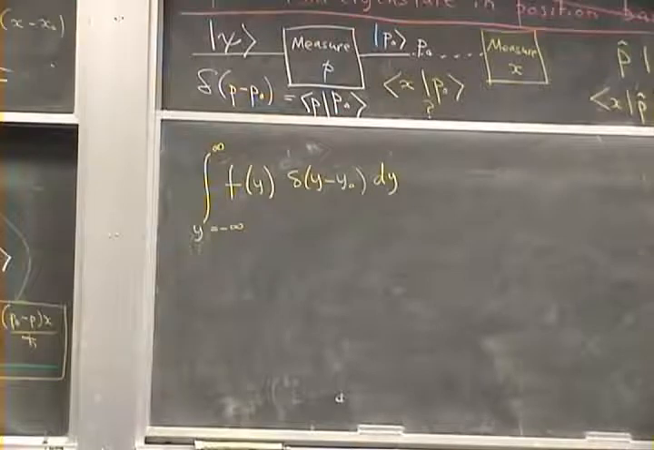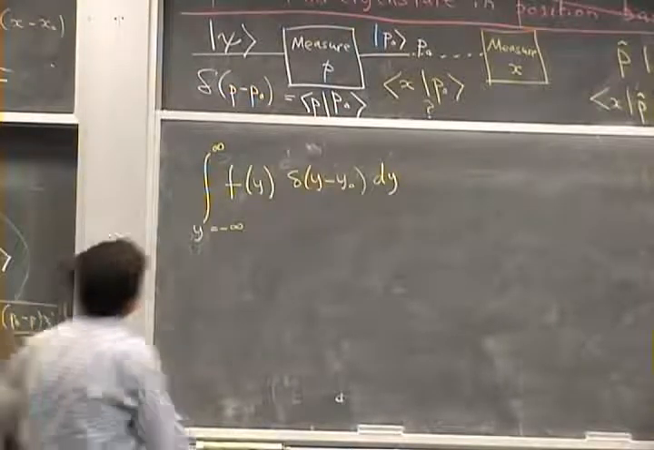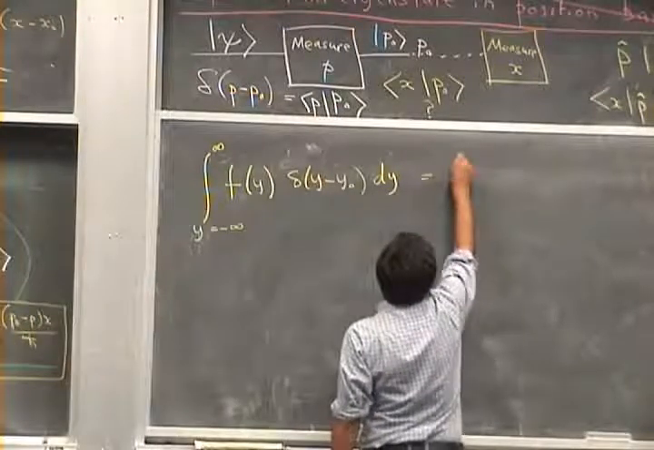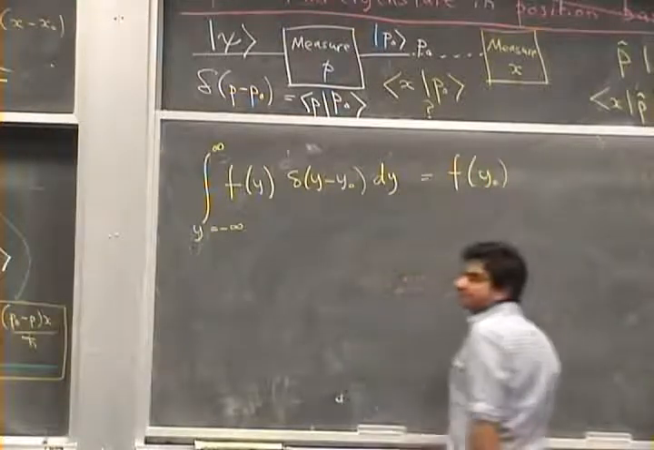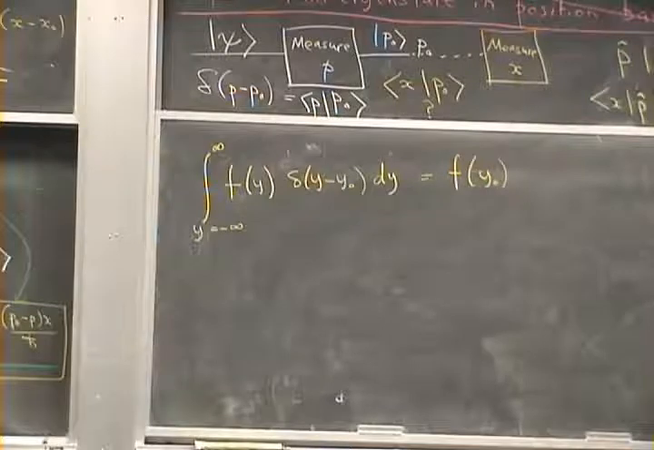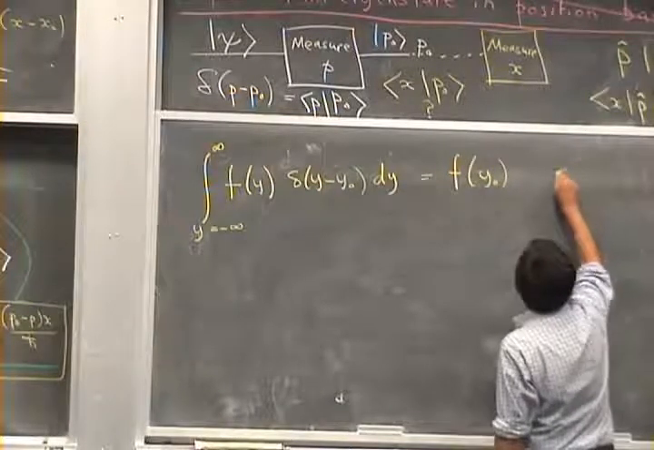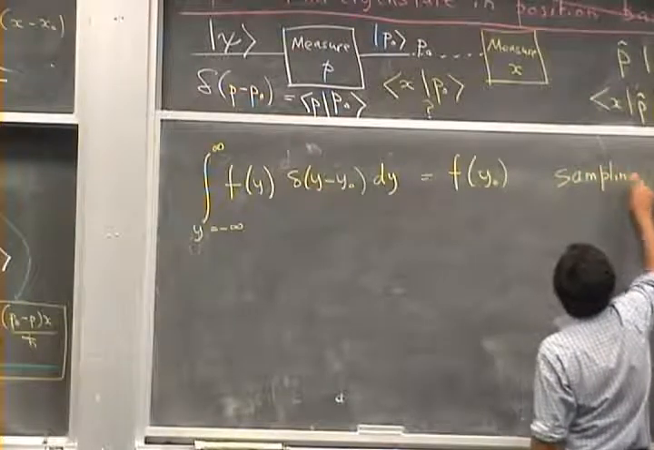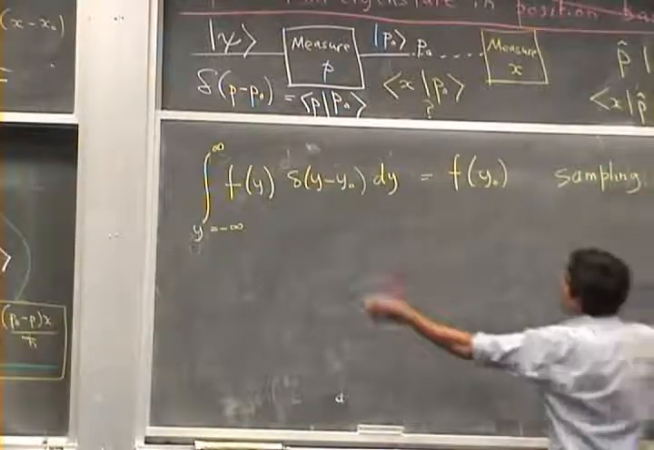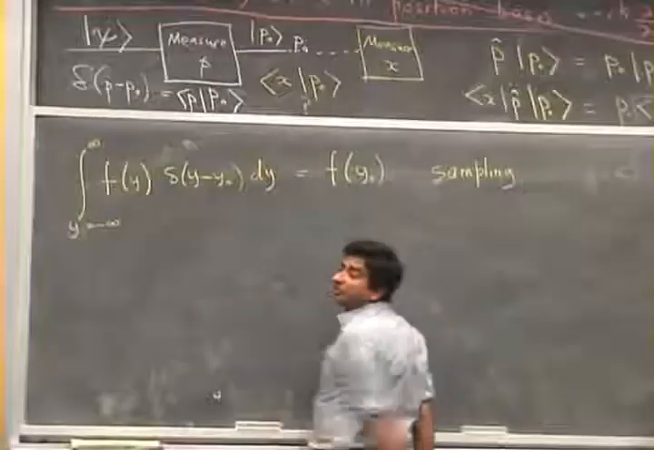f will have a value at which point? At y0. So this integral equals the value of the function at y0. Okay. This is called sampling. You are sampling the function at only one point, the point where the Dirac delta function is non-zero.